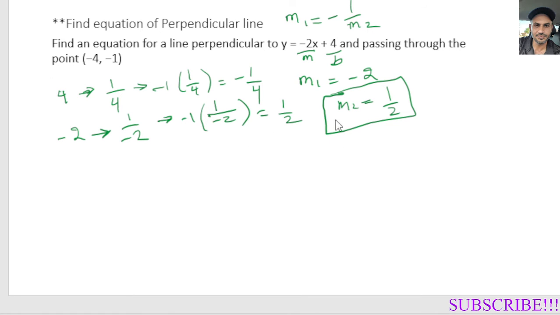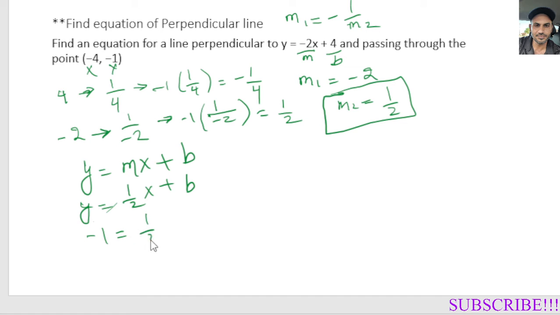Now we go ahead and use this information that we just got, and we start the equation. y equals mx plus b, and we plug in the information. y equals 1/2 x plus b. Once we have that, now we need to solve for b. For that, we need this point right here. So we need this x and y value to plug in and solve for b. So it's -1 equals 1/2 times -4 plus b.